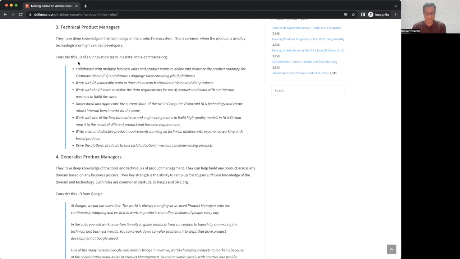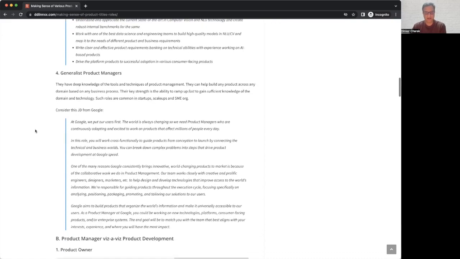I found a JD for such a role in an e-commerce organization, and they're asking for someone who can write clear and effective product requirements, banking on technical abilities, with experience working on AI based products. So here your technical knowledge becomes very important to be a very good product manager.